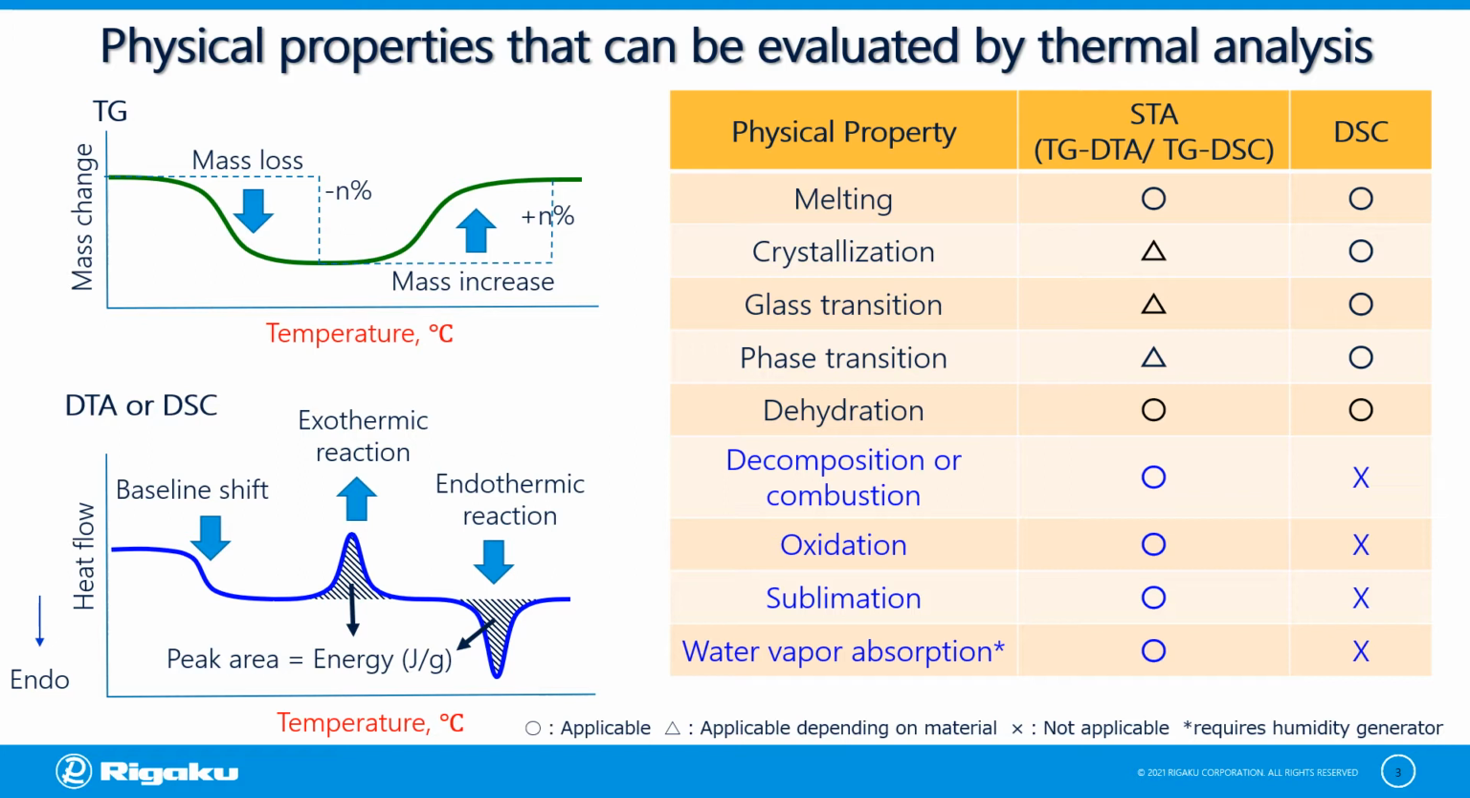Reactions such as melting, crystallization, glass transition, phase transition, dehydration can be measured by both STA and DSC. Other reactions such as decomposition, evaporation, sublimation, or water vapor absorption are recommended to be analyzed by STA.